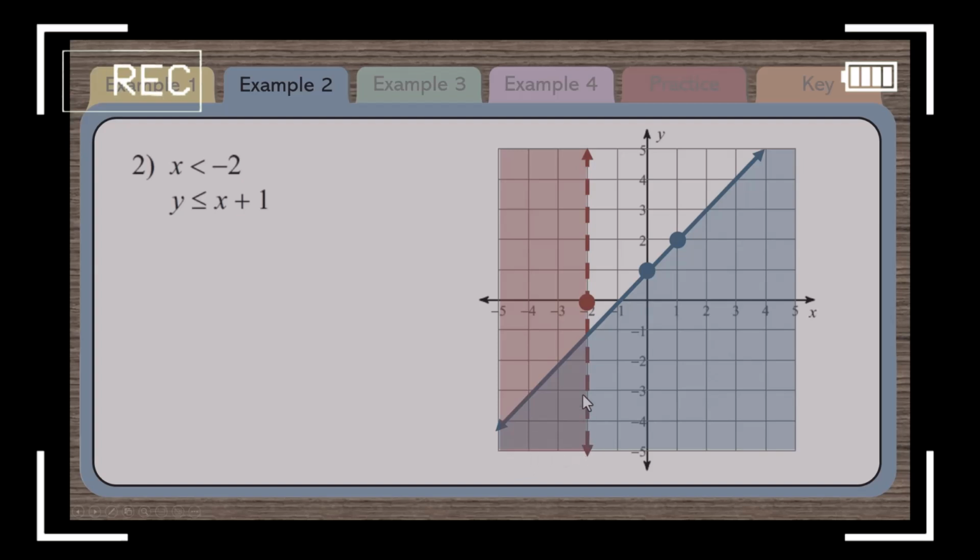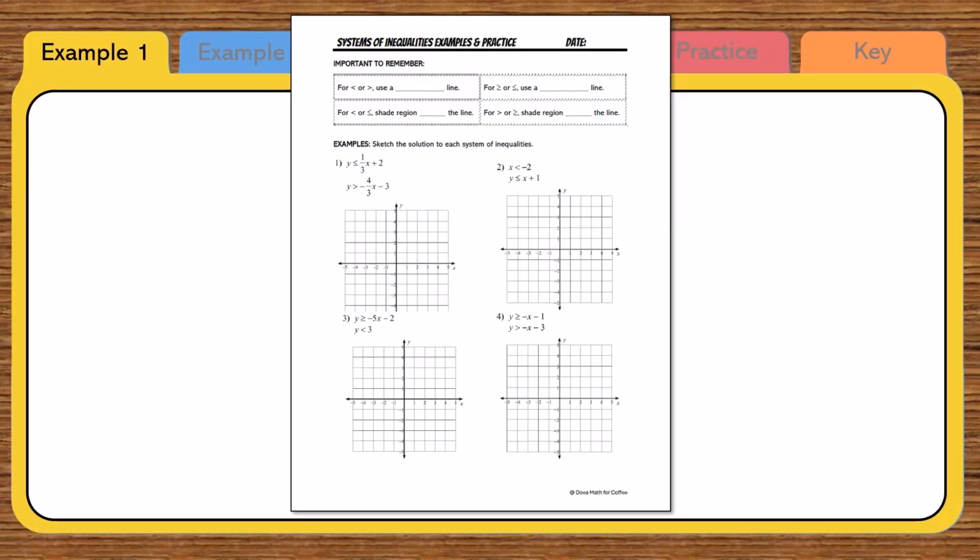This little purple region down here in the corner is our answer, and this would be what your teacher would expect to see for a correct solution. Hi, in this video I'm going to teach you how to graph systems of inequalities.